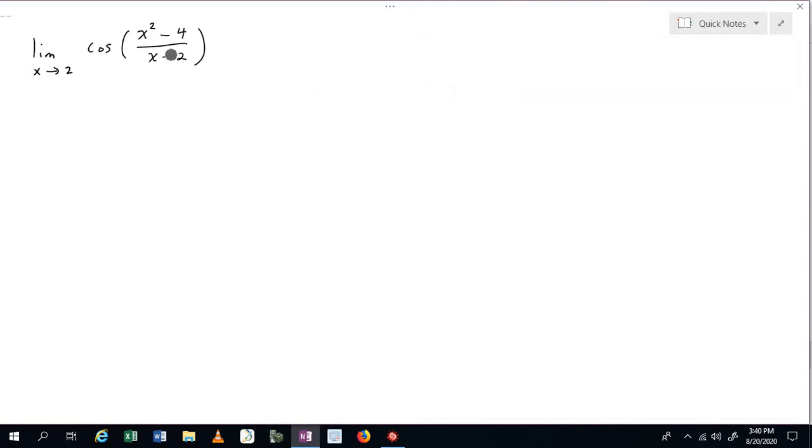Okay, so we're going to find the limit of this cosine function as x gets closer to 2. Now notice this is a composition of two functions, right? So let's write it out as a composition. Let's say the inner function g of x is x squared minus 4 over x minus 2, and the outer function f would be cosine of x. Okay, so if you say f composed with g, you'll get cosine of x squared minus 4 over x minus 2.